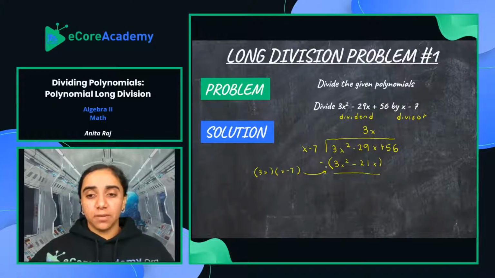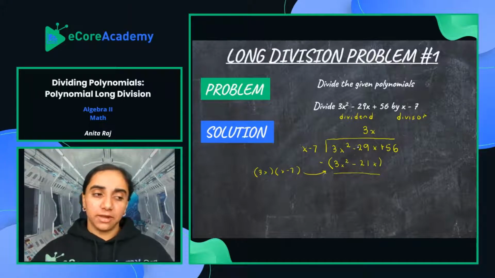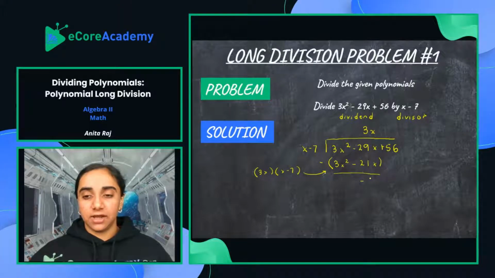So 3x squared minus 3x squared is just going to cancel out, which is what you want. You want the first term to always cancel out. So these guys are going to cancel out. Negative 1 times negative 21x is going to make this a positive 21. So negative 29x plus 21x is going to give you a negative 8x.